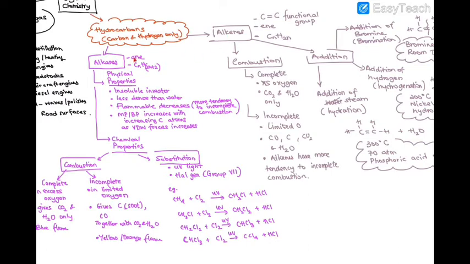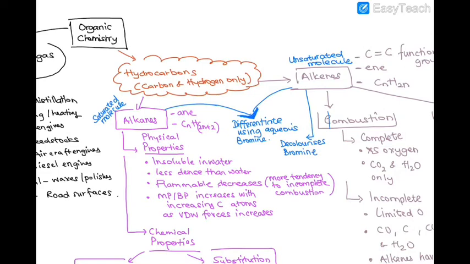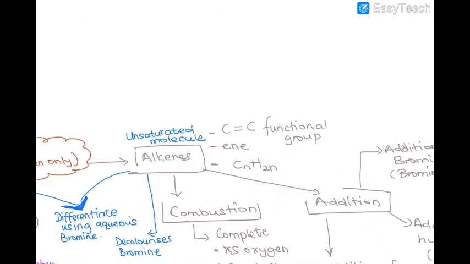Now alkanes and alkenes, they can be differentiated. You can use bromine to differentiate between the two. Alkenes are going to decolorize bromine, while alkanes will not decolorize bromine. So you can differentiate between a saturated molecule and an unsaturated molecule. So the unsaturated molecule is going to decolorize aqueous bromine.